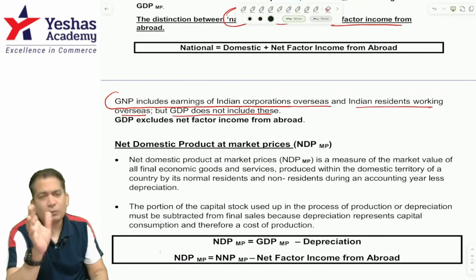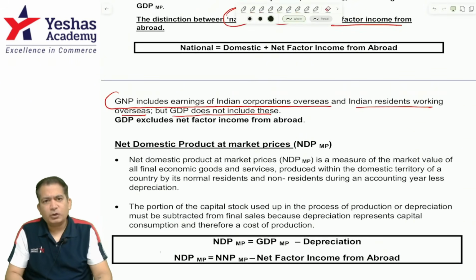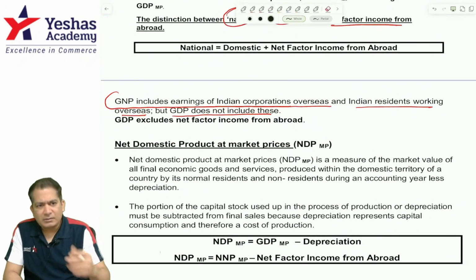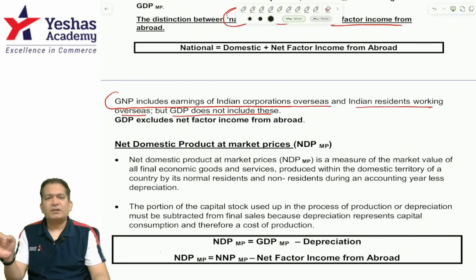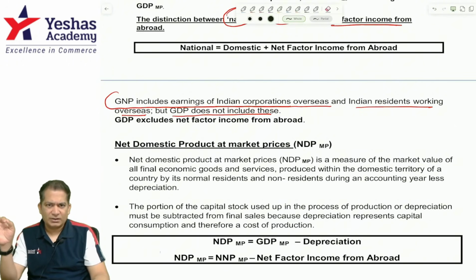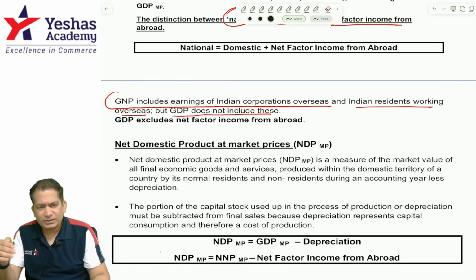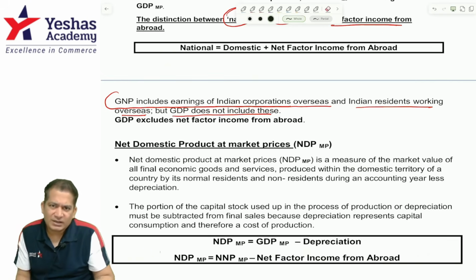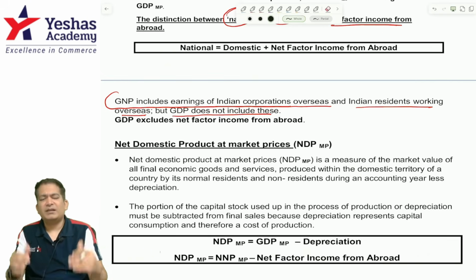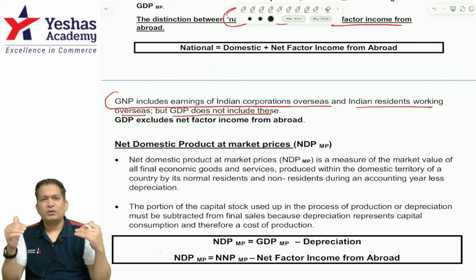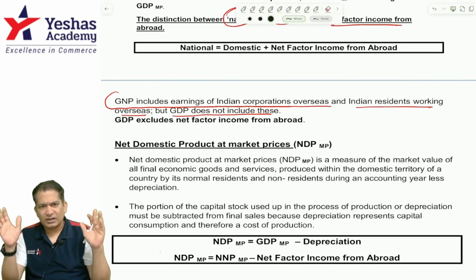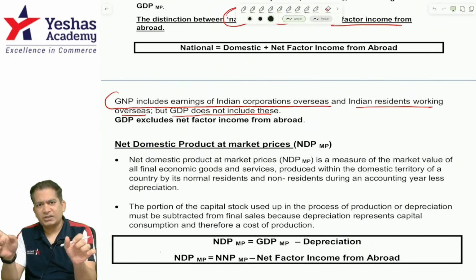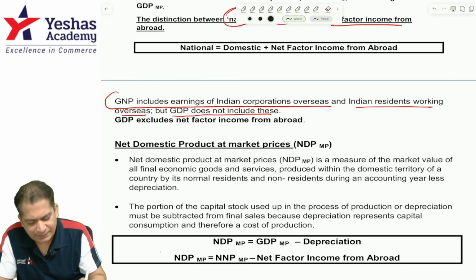Now, when we come to the difference between gross and net, the difference is always depreciation. Just like the difference between gross profit and net profit: from the gross profit we deduct indirect cost and depreciation, which gives you net profit. But in national income, we don't differentiate between direct and indirect cost. There is only a difference between capital and current. So from the gross, if we deduct depreciation, what we get is net.